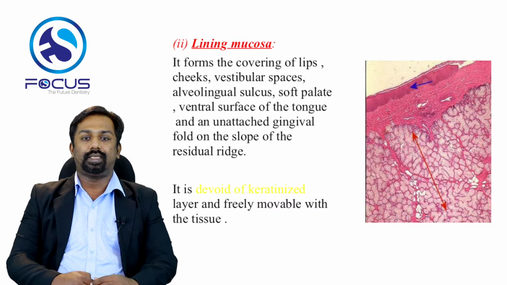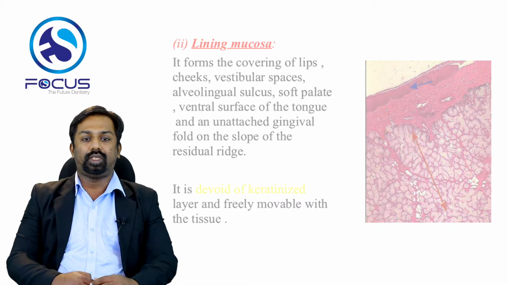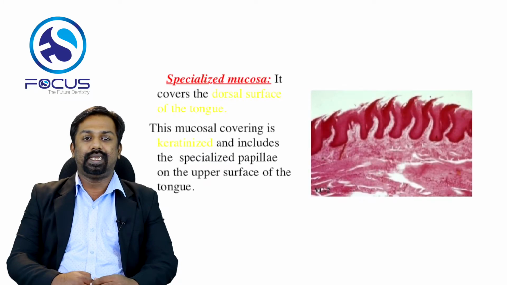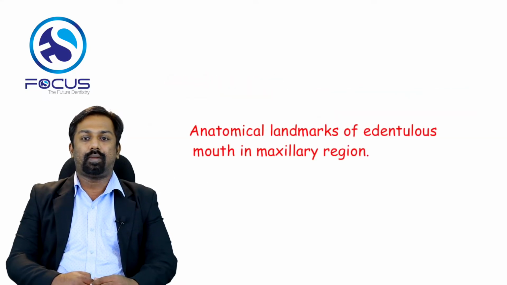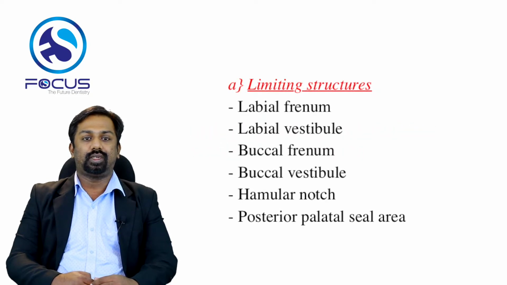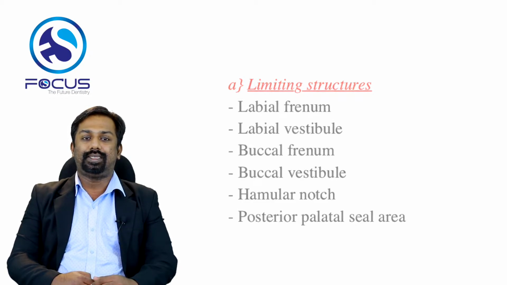Whereas lining mucosa is present in the lips, cheeks, vestibular spaces, alveolar lingual sulcus, and soft palate, and it is non-keratinized, and freely movable with the tissue. Specialized mucosa is seen in the dorsal surface of the tongue, and they are specialized for the taste sensations. Now coming to the anatomical landmarks of edentulous maxilla. The limiting structures are the structures which limit the extent of the complete denture. They include labial frenum, labial vestibule, buccal frenum, buccal vestibule, Hamular notch, and postpalatal seal area.